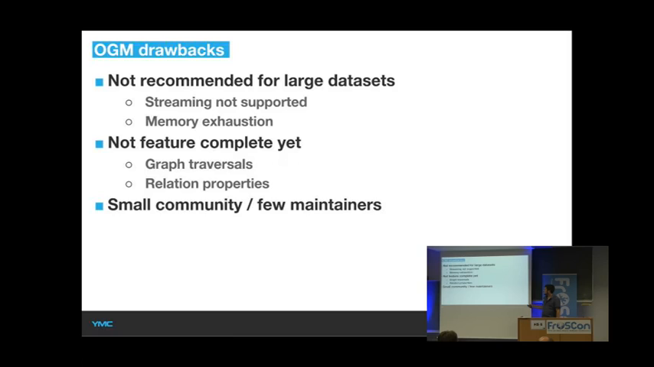It also doesn't support streaming, so if you fire calls to the REST API returning too much data, you will get a memory exhaustion in PHP. It's also not feature complete yet. As you heard before, it does not support relationship properties. Neither does it support graph traversals, because to do this we have to go to the Java API. And probably the PHP and Neo4j people are a few.